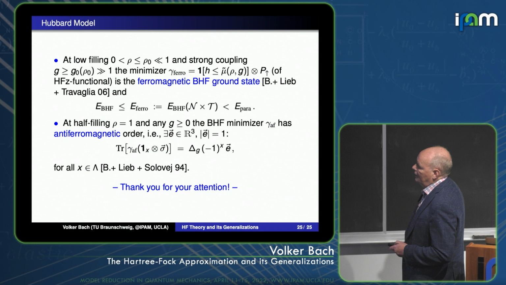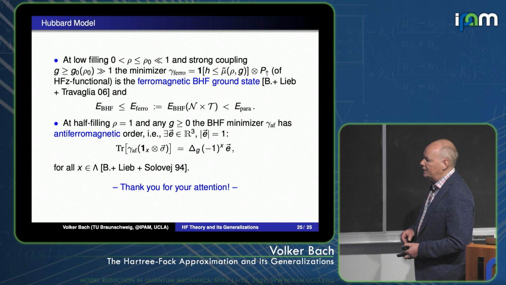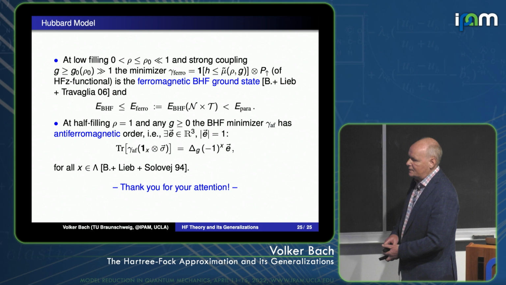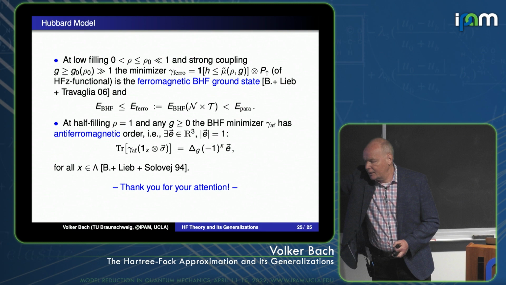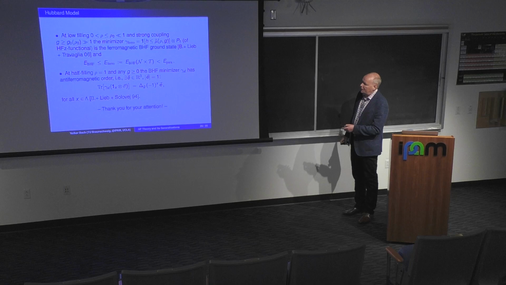And finally, at half filling, there is a special situation when both the translation and the spin symmetry are broken. Namely, in this case, we get a staggered configuration of the spins in the minimizer. So from one site to the next, the spin is flipping its orientation, but we can freely choose its direction in space. And this is the BHF minimizer in this case.